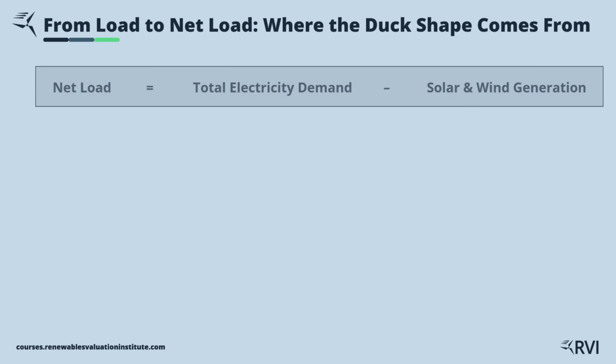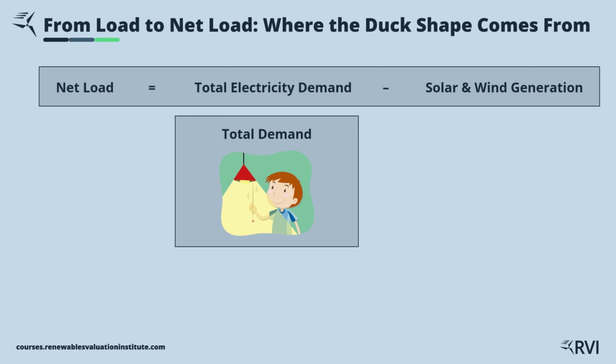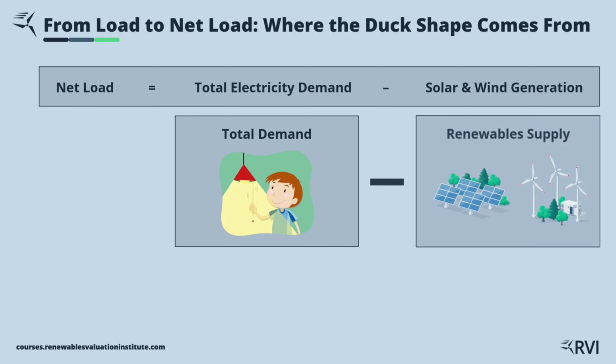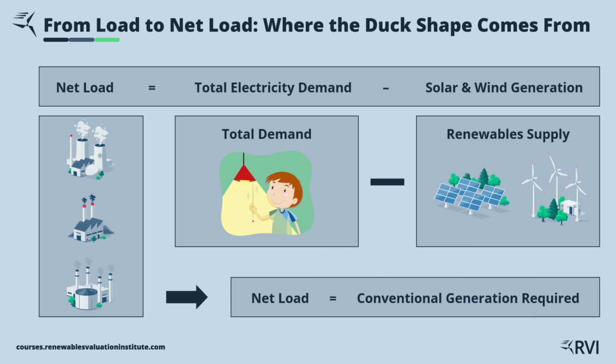Here's the one definition we need. Net load equals total electricity demand minus solar and wind generation. Start with everything people are using across the grid, total demand. Then subtract what renewables are producing at that moment, solar and wind. What's left is net load, the part that conventional plants still need to supply. Keep this in mind as we switch to the time series view and watch the duck curve form.